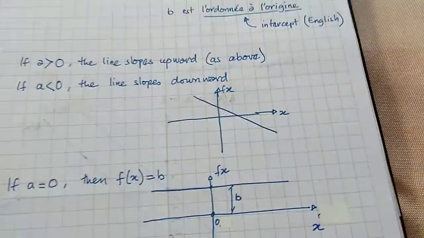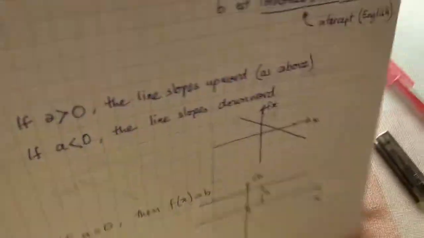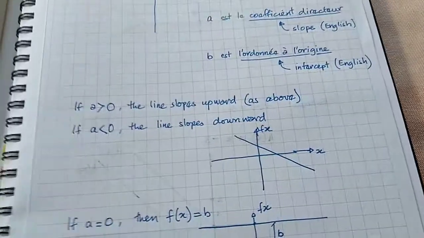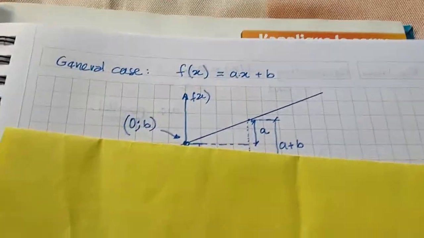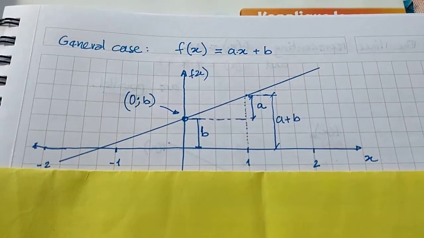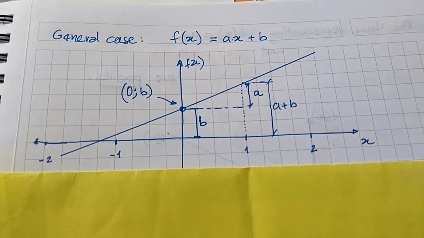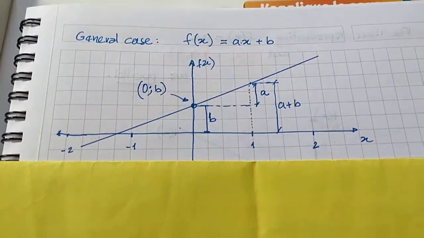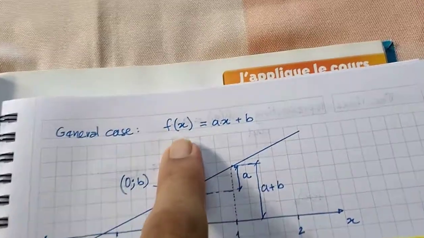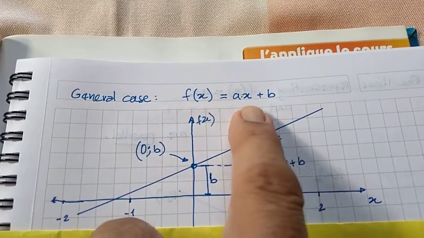Okay, so let me turn the page. I've done quite a little bit of writing. So let's take a general case. Now this you might need to stop a little, pause and think about what I say, what I show. So we'll take a general case of f of x is equal to ax plus b.